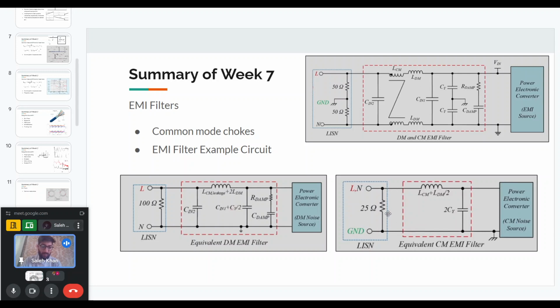And similarly, on the right we have the equivalent circuit of the common mode filter. For the common mode, we have only the choke and the CY capacitances, as well as the differential mode inductances, two of them in parallel. So that is what is shown here.